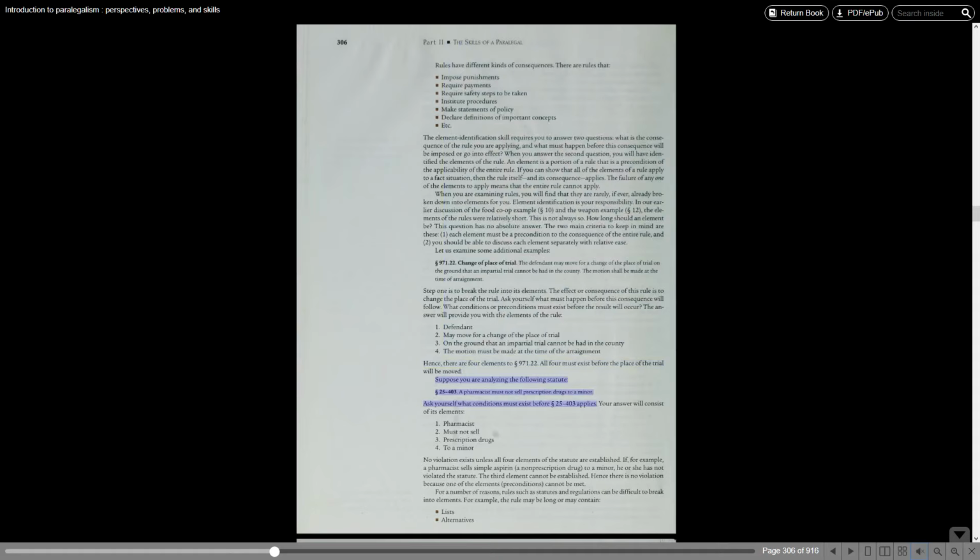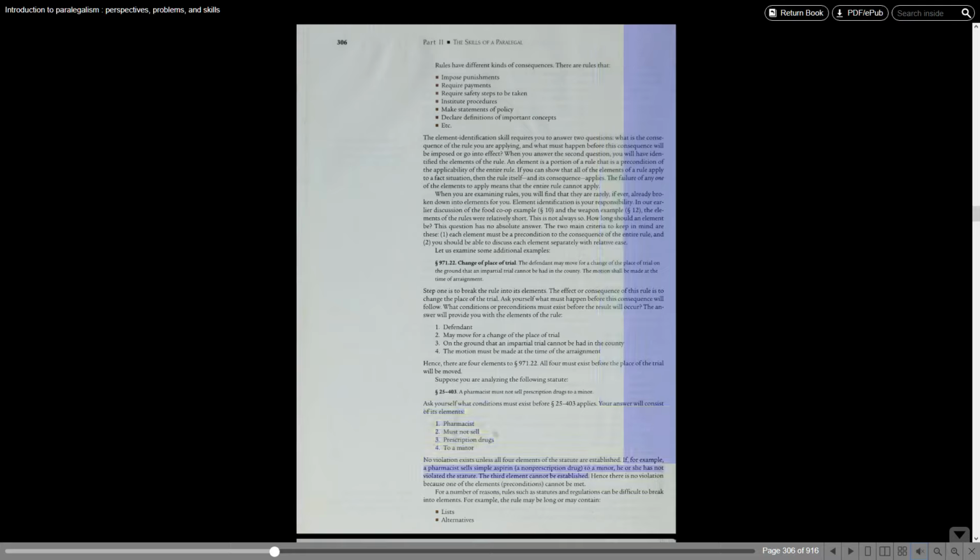Suppose you are analyzing the following statute. 25-403. A pharmacist must not sell prescription drugs to a minor. Ask yourself what conditions must exist before 25-403 applies. Your answer will consist of its elements. 1. Pharmacist 2. Must not sell 3. Prescription drugs 4. To a minor. No violation exists unless all 4 elements of the statute are established.